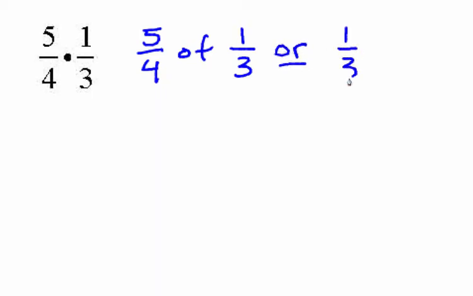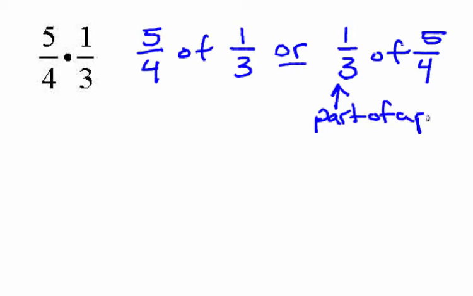Our fourth example says take 5/4 of 1/3. Or we could also say take 1/3 of 5/4. We are taking some part of a part. It's a little different this time because 5/4 is more than 1. So when we talk about it being a part, we mean that it's 1 and a little bit more, a part of another whole.